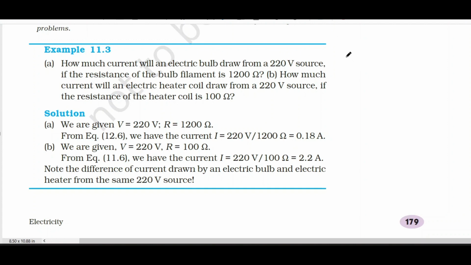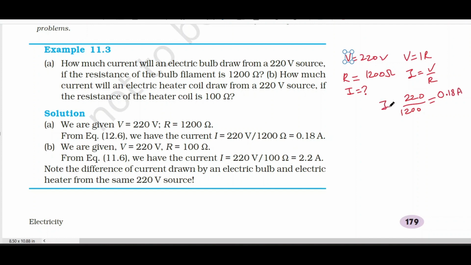We are given the potential difference, which is V = 220 volts. We are given the resistance in the first case of an electric bulb, which is 1200 ohms. And what do we have to calculate? Current, right? तो हमें पता है फॉर्मूला V = IR. तो I कितना हो जाएगा? V upon R, right? V हमें कितना दिया है? 220 volts, और R हमें कितना दिया है? 1200 ohms. तो अगर आप इसको डिवाइड करेंगे तो your answer would be 0.18 amperes, right? Do not forget to write the units.